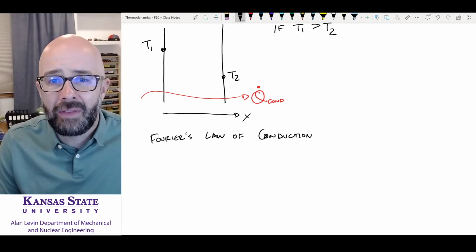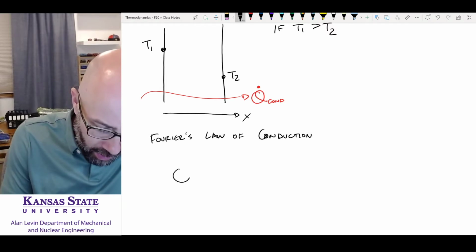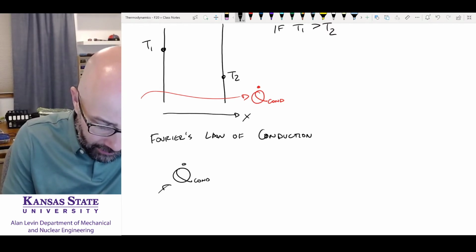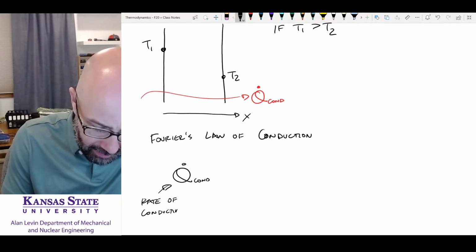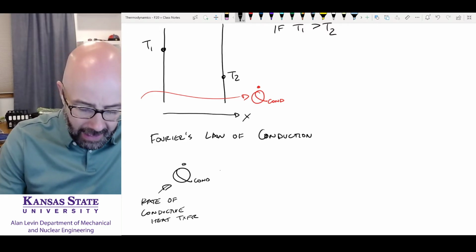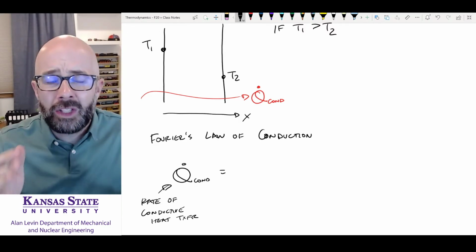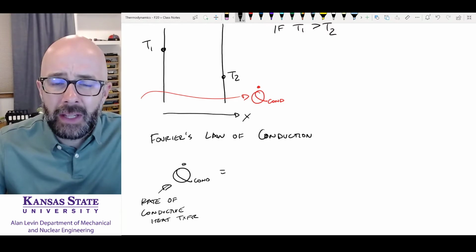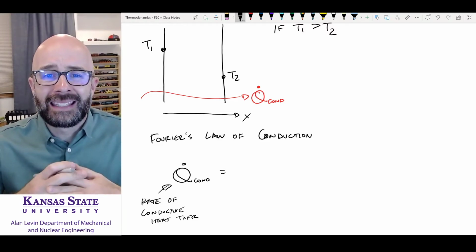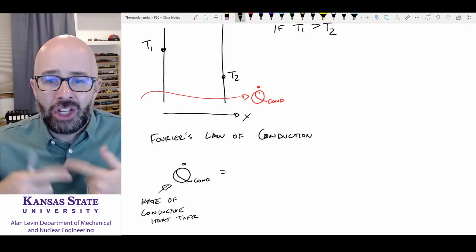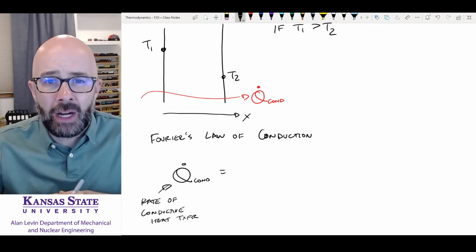Okay, it's the rate of heat transfer. So Q dot conduction, the rate of conductive heat transfer, is equal to... Now, think about that experiment that we showed. What are some things that change the rate of conductive heat transfer?